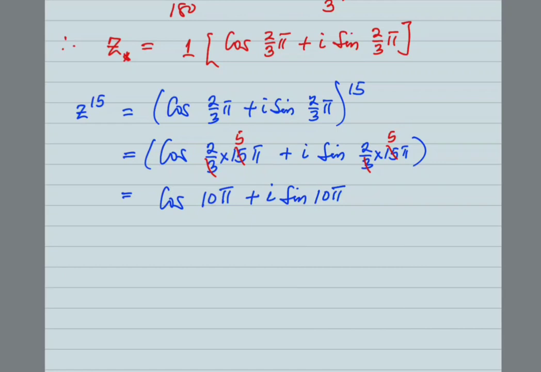By the time we want to look at what is cos 10 pi, know that cos 10 pi is 1, and sin 10 pi is 0. Which implies that z raised to power 15 is equal to 1. So this is the result.